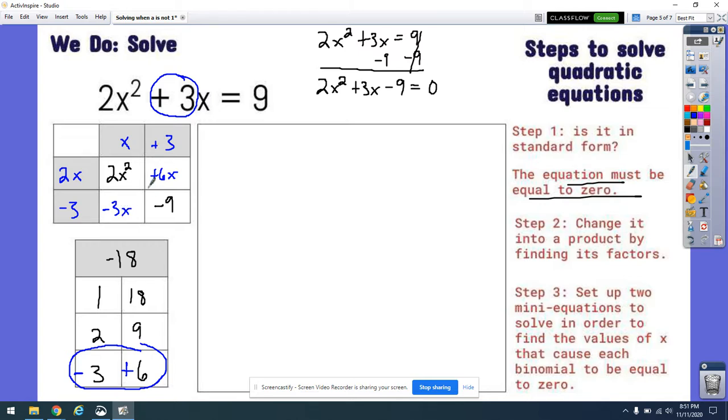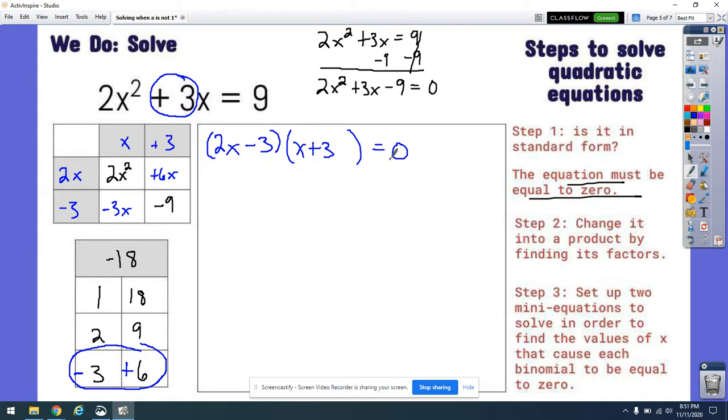Now we have our factors ready to go. Now change this whole quadratic equation into a product by finding its factors. Here we go. I'm going to have my 2x minus 3, which is where I got these two numbers. I put those two together in parentheses for our product, and then I write down the one from up at the top: x plus 3. Again, before it was set equal to 0. This is the same thing as our original expression, just written in a different form, our factored form.